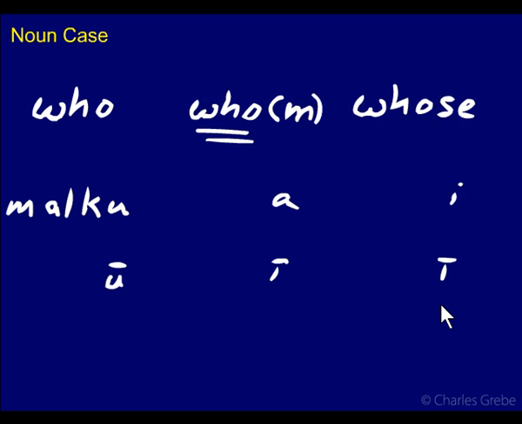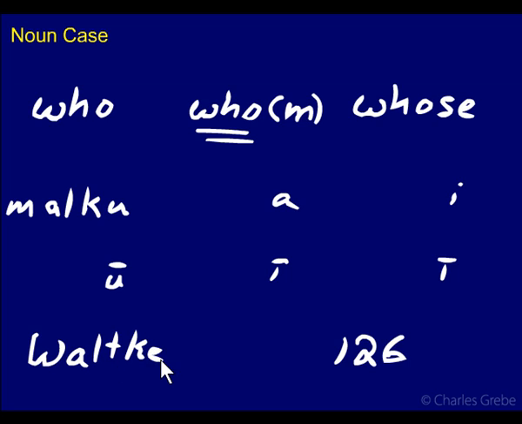If you want to know more about this, you can turn to Waltke and O'Connor's textbook, Introduction to Biblical Hebrew Syntax, on page 126. Let's see, I'll spell that out here: Waltke, O'Connor, C-O-N-N-O-R, with a little apostrophe here, I guess. So on page 126, they discuss cases in Hebrew and look at the historical linguistics of this.